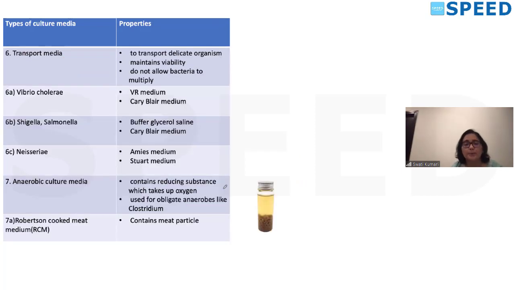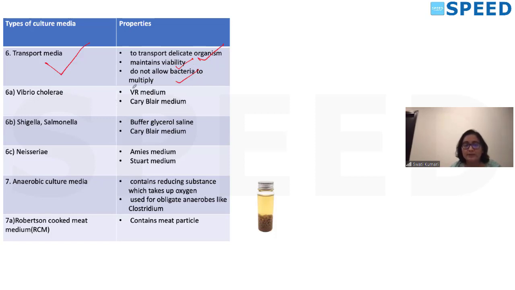Now coming to transport media. All the media names are based on their use, right? The transport media will be used for transportation of specimen. When you know that transportation is delayed, or you are transporting some delicate organism like Streptococcus, Neisseria, you need transport media. It maintains the viability but does not allow bacteria to multiply. So you have different transport media for different bacteria.